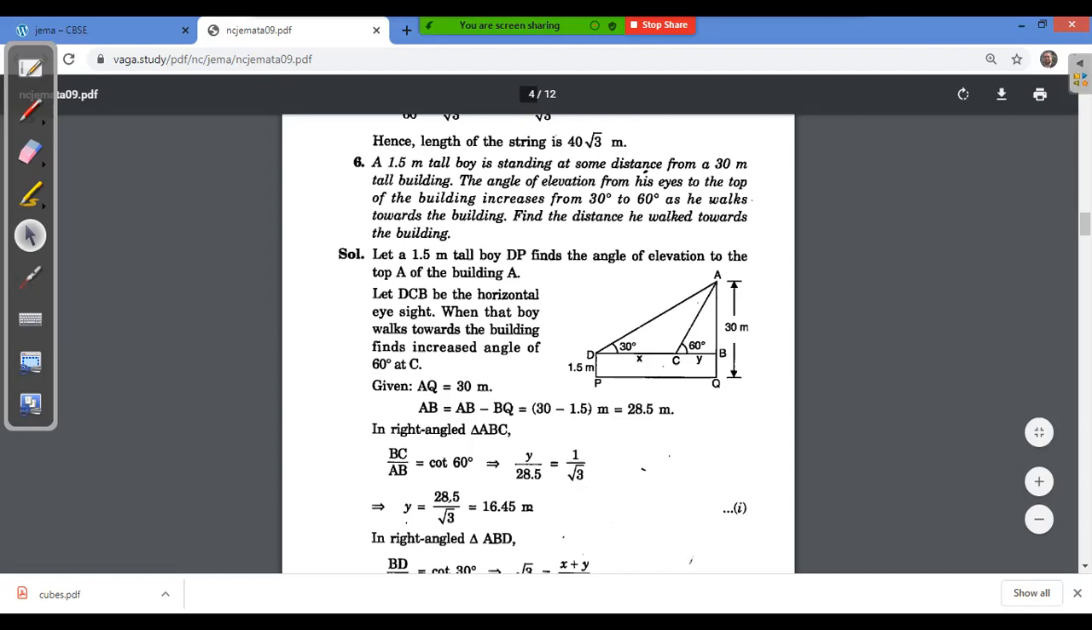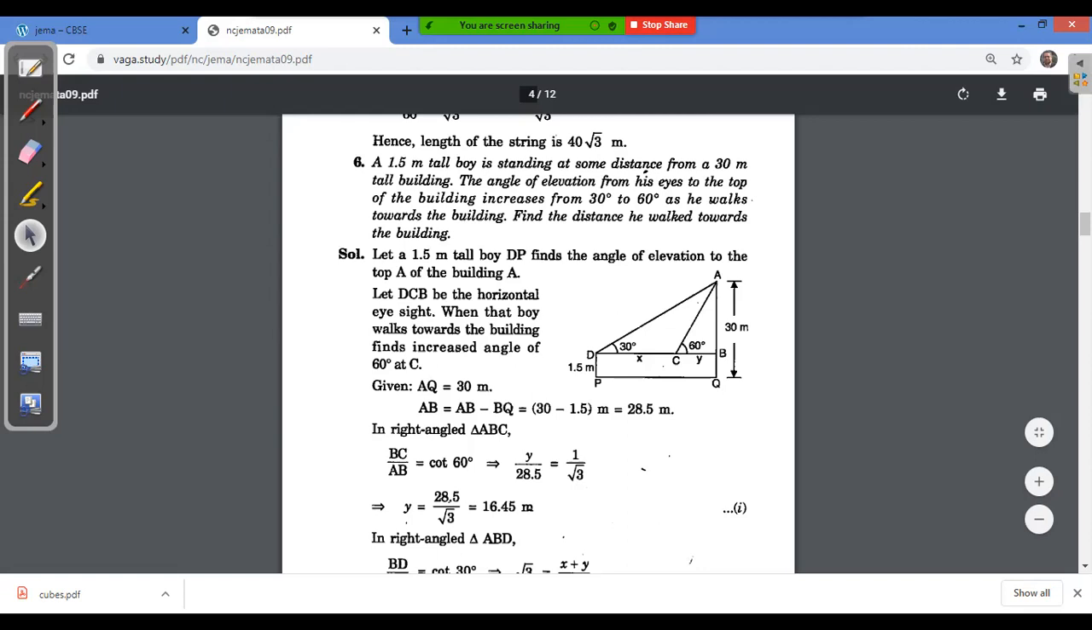And as in the previous questions, I'm going to rationalize this. So we will get 28.5 root 3 upon 3, cancel this. So we get the value of BC as 9.5 root 3 meters. The value of BC is 9.5 root 3 meters.